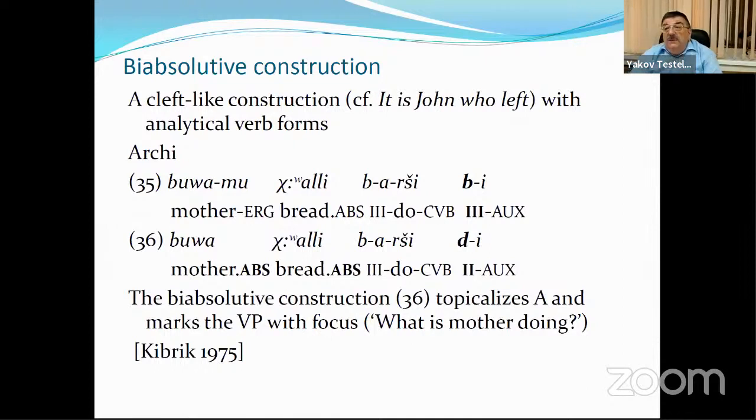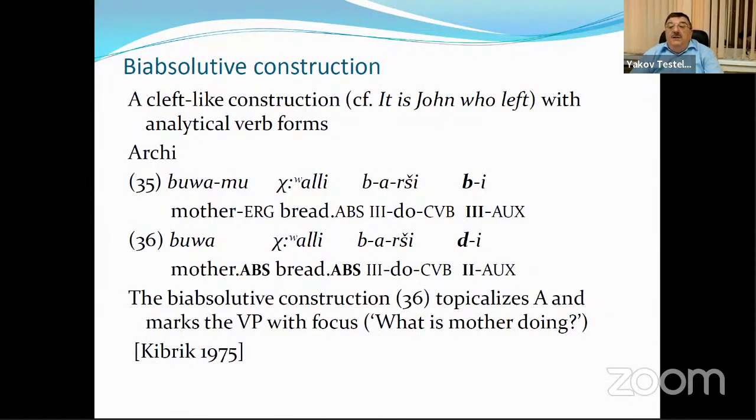Another deviation from the ergative pattern is the biabsolutive construction. It's a cleft-like construction. A cleft is something like, it is John who left. In English, a cleft occurs when the main clause denotes focus, and something resembling a subordinate clause denotes the topic, with analytical verb forms. In Archi, for example, buva hvali barshi b-i. It's an analytical form with the converb barshi, doing. B is the auxiliary, which agrees with the bread in the third class.